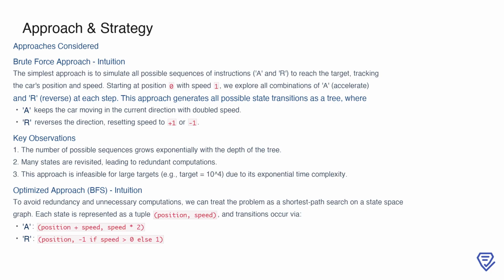A command moves the car in the current direction and doubles the speed, while R command reverses the direction and resets the speed to either +1 or -1, depending on the previous direction. However, this approach quickly becomes infeasible as the number of possible sequences grows exponentially with the depth of the tree.